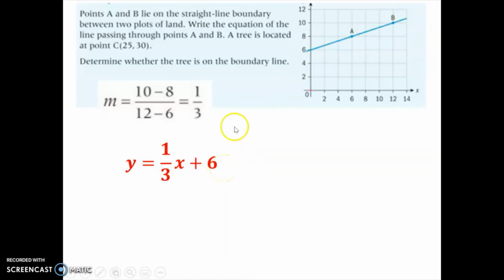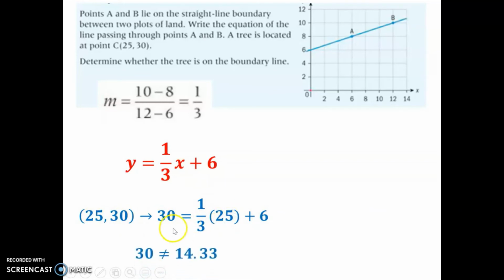Of course, you could have used the form where we plug in a point and check for that, but here we are. Okay, now that we have the equation, we are putting the point (25, 30), that tree location, into our equation. So y is replaced by 30, and x here is replaced by 25. Now we're going to check if these two sides are actually equal to each other. And in this case, 30 does not equal what this becomes, which is 14.3. Since that point doesn't keep balance in the equation, we know the point is not part of that equation. It's not part of that line. So we've answered the question. The tree is not on the boundary line.